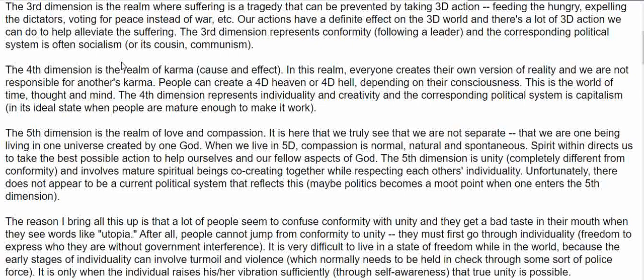And autocracy, too much bureaucracy, and dictatorship. The fourth dimension is the realm of karma. I don't believe in that. I really have. Now, what I think is the following.